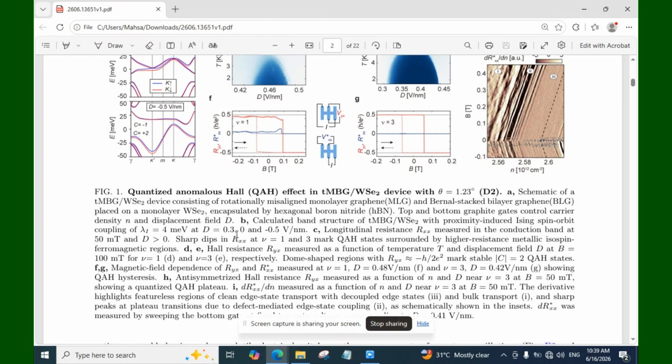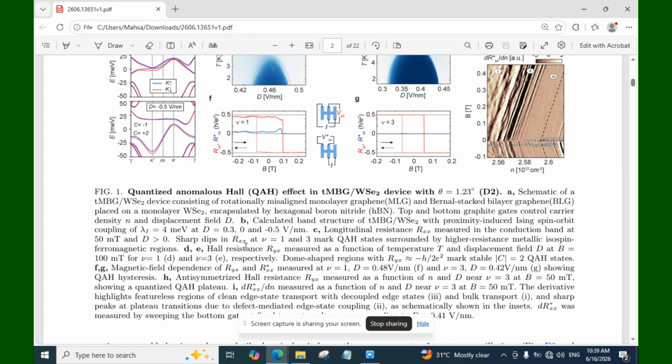Panel B shows the calculated band structure of TMBG/WSe2 with proximity-induced Ising spin-orbit coupling of lambda I equal to 4 millielectron volts at D equal to 0.3, 0, and minus 0.5 volts per nanometer. Panel C illustrates longitudinal resistance Rxx measured in the conduction band at 50 millitesla and D greater than 0. Sharp dips in Rxx at nu equal to 1 and 3 mark quantized anomalous Hall states surrounded by higher resistance metallic isospin ferromagnetic regions.